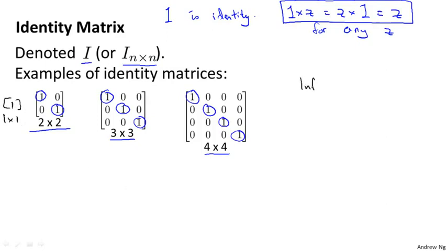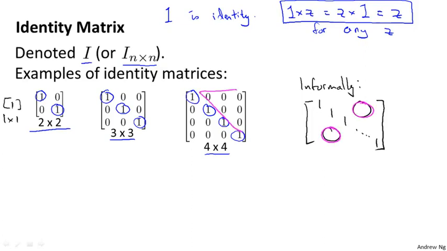Informally, when I or others are being sloppy, very often we'll write the identity matrix using the following notation. Draw square brackets, just write 1, 1, 1, dot, dot, dot, 1, and then somewhat sloppily write a bunch of zeros there. This big 0 and this big 0 are meant to denote that this matrix is 0 everywhere except for the diagonal. So this is just how I might sloppily write the identity matrix.